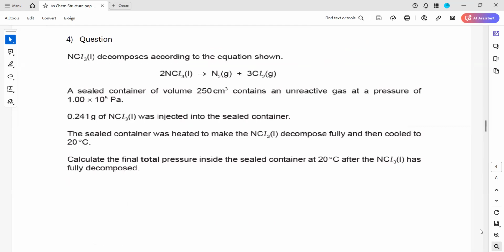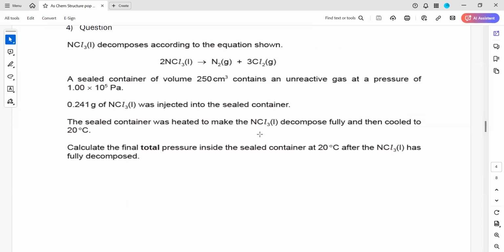In question 4, NCl3 decomposes according to the equation. A sealed container of volume 250 cm³ contains unreactive gas at a pressure of 1 × 10^5 Pa. 0.241 grams of NCl3 was injected into the sealed container. The sealed container was heated to make NCl3 decompose and then cooled to 20. Calculate the final total pressure inside the sealed container at 25 after the NCl3 is fully decomposed.